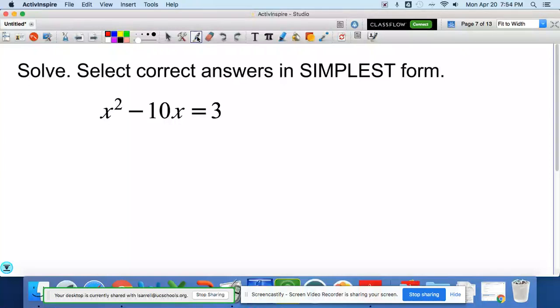All right, number 7, we're halfway there, guys. Select the correct answers in simplest form. So, opposite of the last problem, simplest form. Anytime you see that, that means simplifying is probably going to be a big step of the process.